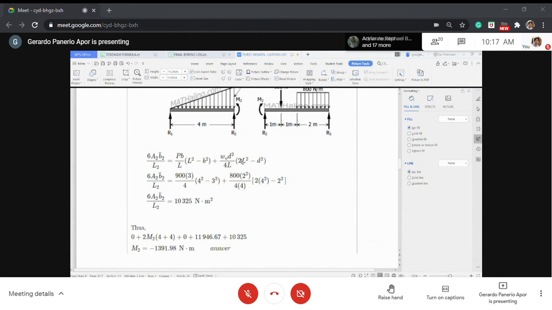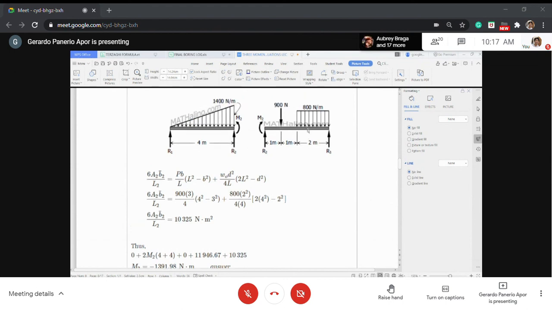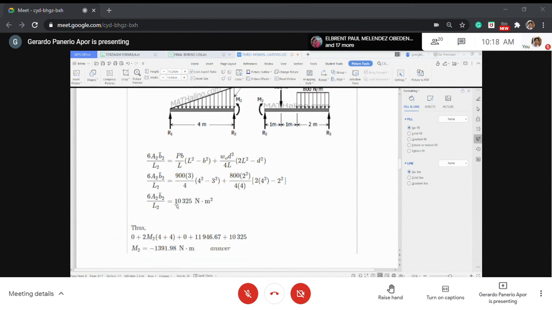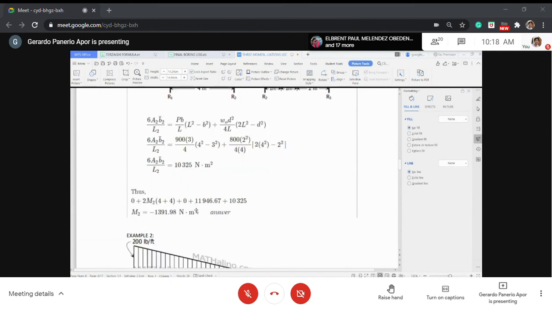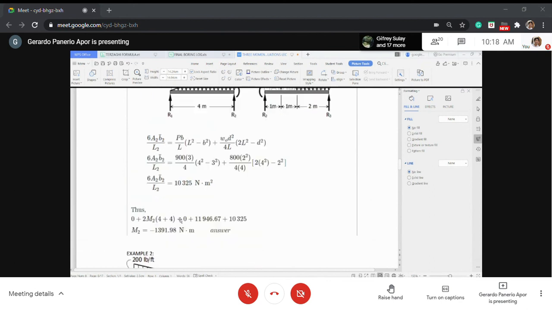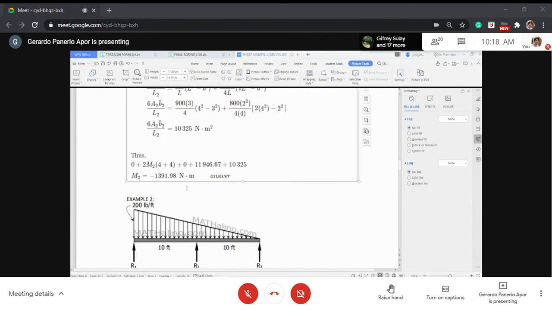Why are there two equations? Because you use the superposition method of two cases. The first case is this one, and the second case is this one. Okay? So you just substitute the value of P, value of B, L, W, and you get your 6A2D2. And substitute that to your equation, and you get M2 equals to 139.98.